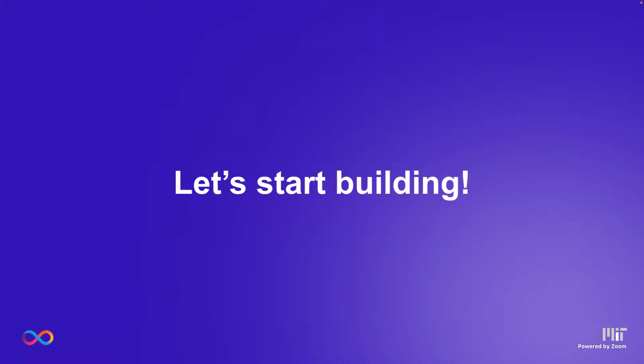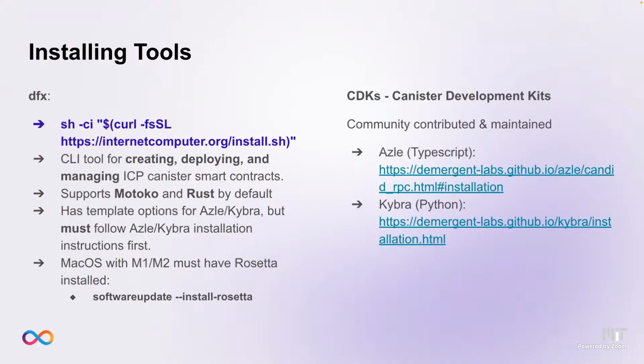So let's start building something, shall we? First, we're going to need to install DFX. This is going to be our CLI tool that we use for building canister smart contracts on ICP. It's your one-stop shop for creating, deploying, managing, anything you want to do with a smart contract, you can do it through DFX. By default, it supports the Motoko and Rust languages, but it also has template options for our community developed kits called Azle and Kybra. Azle is for TypeScript and Kybra is for Python. Both of those have a few prerequisites that you will need to do before you get started if you want to use either of those.